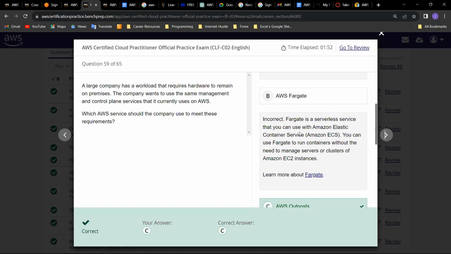Your line is breaking. The Outpost. Yeah. You hear me now? Yeah, the Outpost is very similar. I'm sure it's very similar to the Snowball Edge. Yeah, but just that for the Outpost, it doesn't go back to AWS. Yes, exactly.